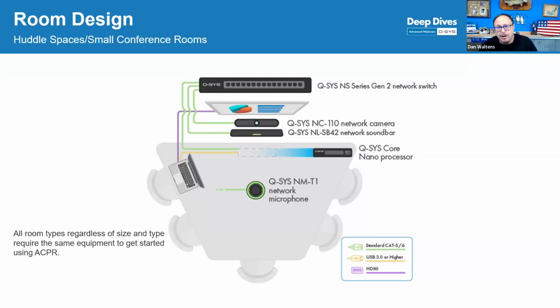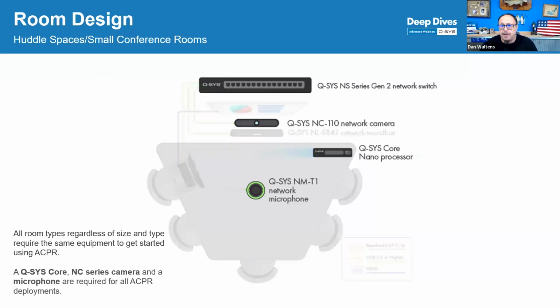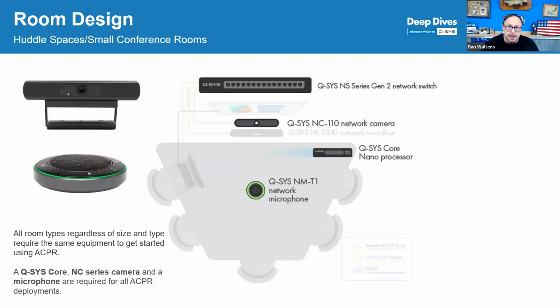But this room right here, a microphone on the table, a Q-SYS core, and an NC 110 with some auto framing, that's going to be a nice fit right there. Nothing really, no ACPR to set up or anything like that. We just don't feel like this room would benefit from all the features of that. For the smaller spaces, we feel like auto framing is really all that you would need in this scenario.